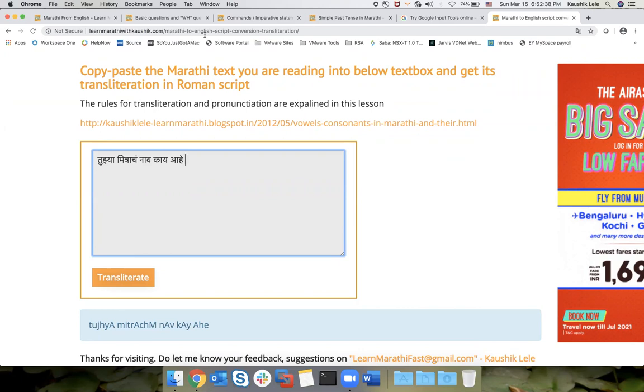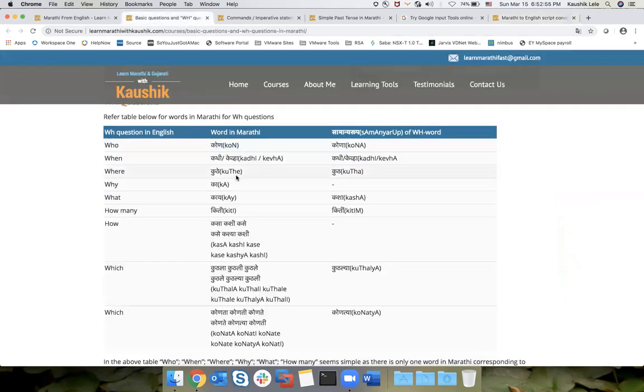This is just singular. Amcha. What do you want to say? Aplya mitrachan nav kay? Same thing, but informal. Then it would be तुमच्या. Tumchya mitra. मित्राचं नाव काय आहे?